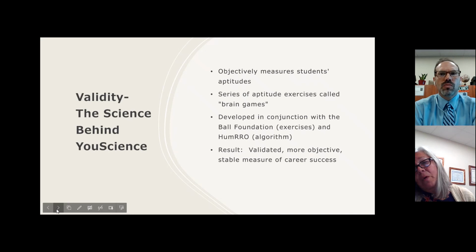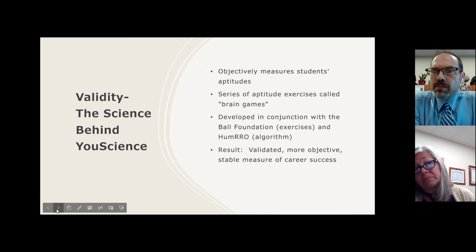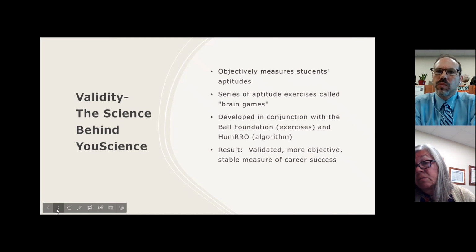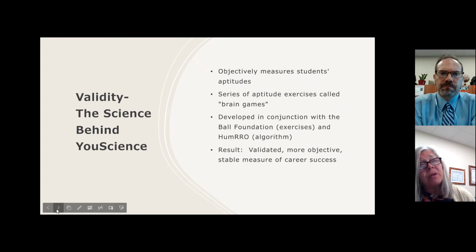Any questions at this point, Dr. Lester? No, you said that the state of Georgia is utilizing YouScience. Is it being used in other states as well? It is. Okay. Actually, the private company YouScience was purchased by Pearson Education, which is one of our leading textbook publishers. And so it is nationwide. Almost everywhere you turn, you're hearing YouScience.